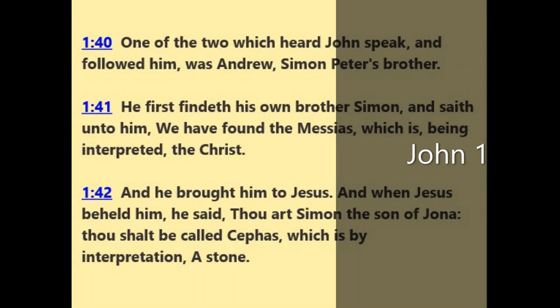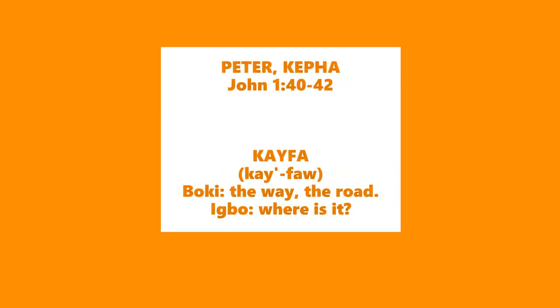It says, And he first findeth his own brother and said unto him, We have found the Messiah, which is being interpreted the Christ. And he brought him to Jesus, Yahusha. And when Yahusha beheld him, he said, Thou art Simon, the son of Jonah, thou shalt be called Kepha, which is by interpretation a stone. Did the Messiah say which is by interpretation? That is their own. It may be right, it may be wrong. But from what I'm getting here, I don't agree with the stone translation, because what we have here is Kepha, the way.